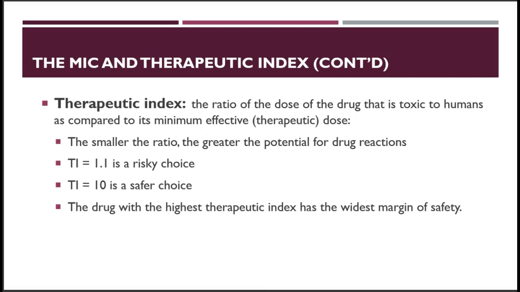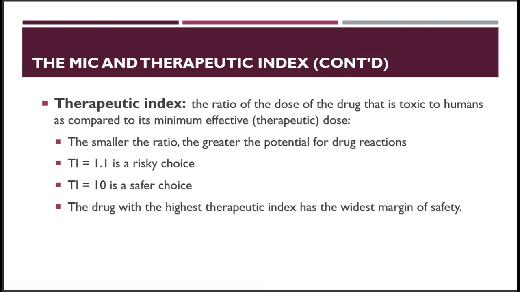So if you're looking on this slide here, a therapeutic index of 1.1 is risky. There is almost an equal concentration of toxic drug to the effective dose. Okay, so if the toxic dose is 10 micrograms per mil and the effective dose is 10 micrograms per mil, my ratio is 1, and that's not good for the patient.